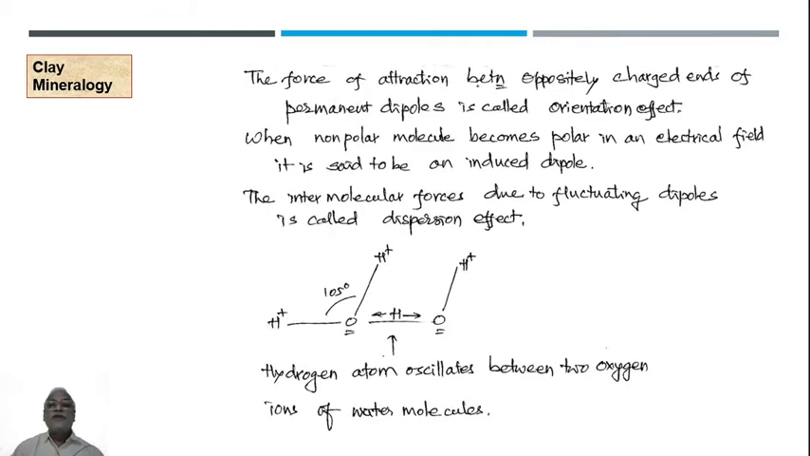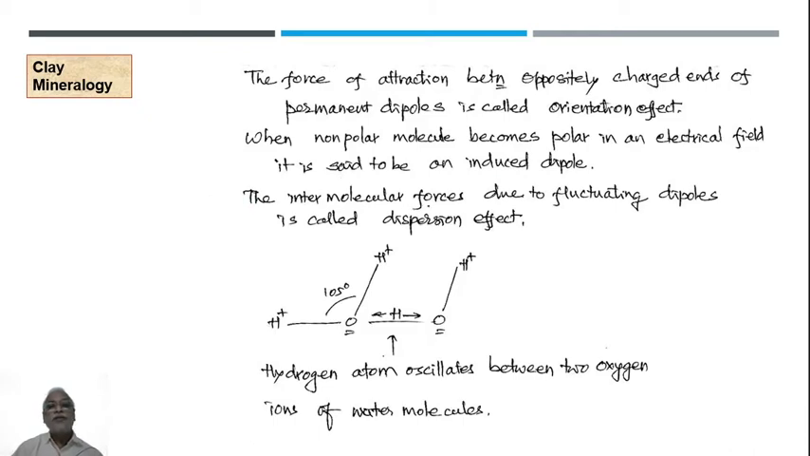The force of attraction between oppositely charged ends of permanent dipoles is called the orientation effect. When we place one H2O next to another H2O, this is the orientation effect. When non-polar molecules become polar in an electrical field, it is said to be an induced dipole. On its own, a permanent dipole shows the orientation effect. Because of the electrical field, when it becomes polar instantly, through the inductive effect, it will be an induced dipole.